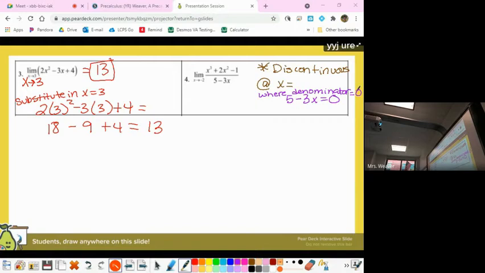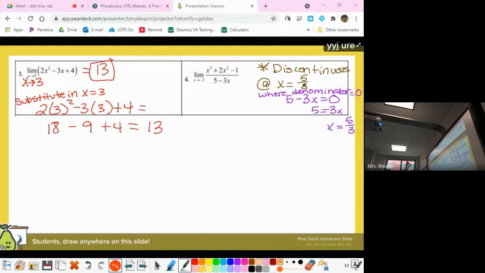So set the denominator equal to 0 and we'll solve for it. I'll add 3x to both sides, divide both sides by 3. And I get that it's discontinuous at x equals 5 over 3.